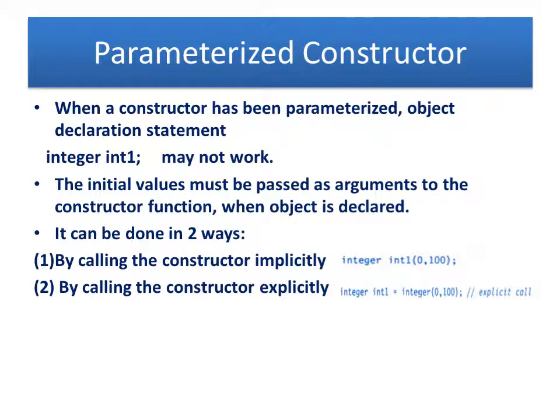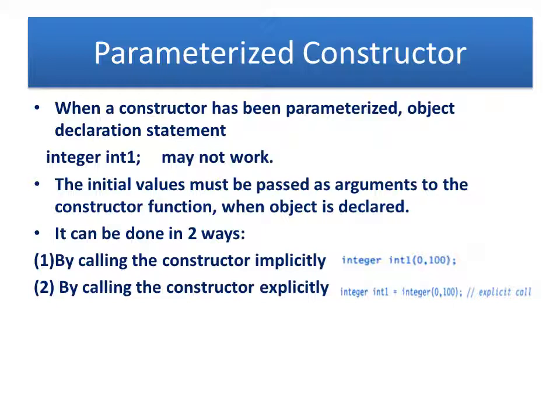If I want to call the constructor implicitly, I'll pass the values here itself while declaring the object, like Integer int1(0, 100). So that is implicitly calling the constructor. This 0 will be assigned to the x variable and 100 will be assigned to y, and in turn this x value will be assigned to m and y value will be assigned to n.